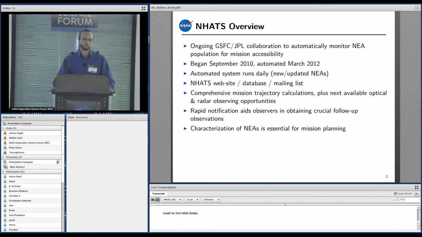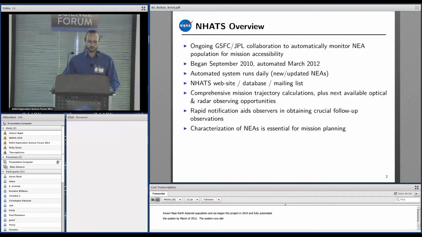Okay, so a quick overview of NHATS. This is an ongoing collaboration between Goddard and JPL, the purpose of which is to monitor the accessibility of the known near-Earth asteroid population. We began this project in September of 2010 and fully automated the system by March of 2012. The system runs daily, processing newly discovered asteroids and those with updated orbit solutions.